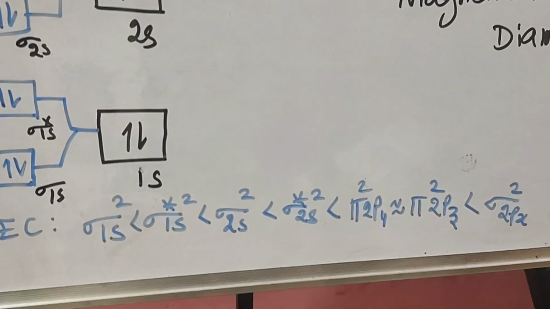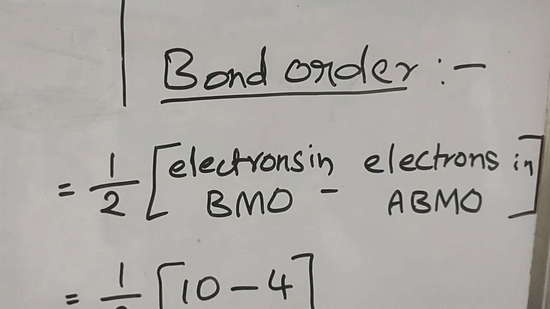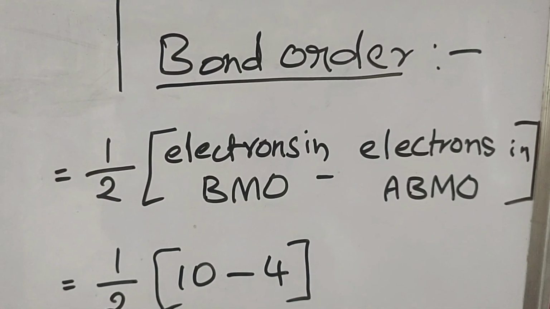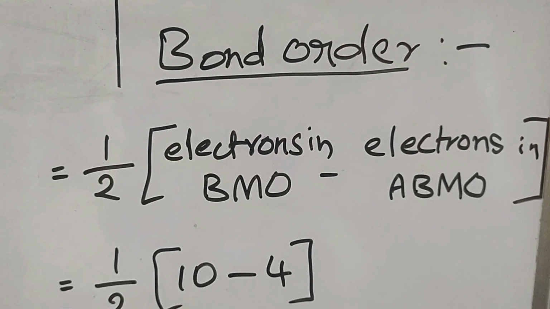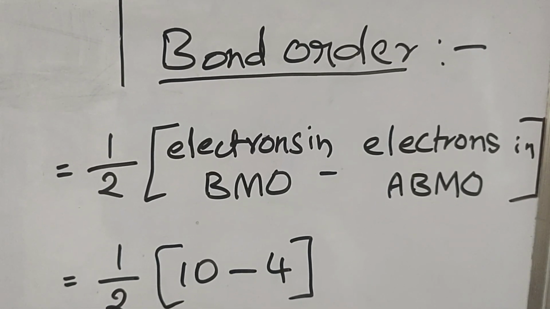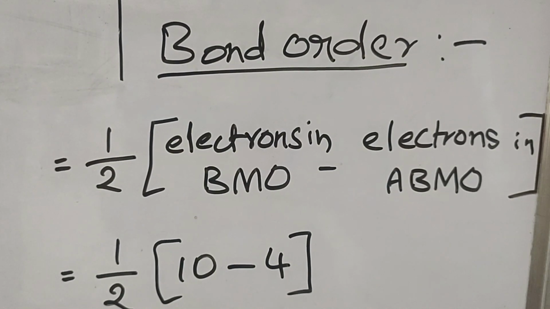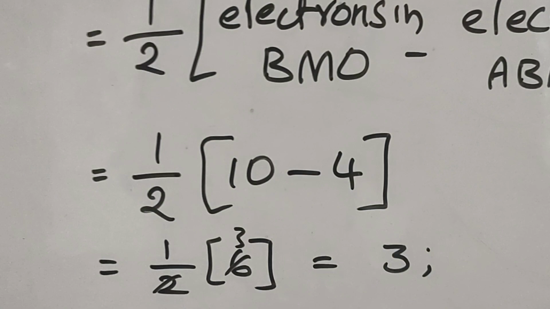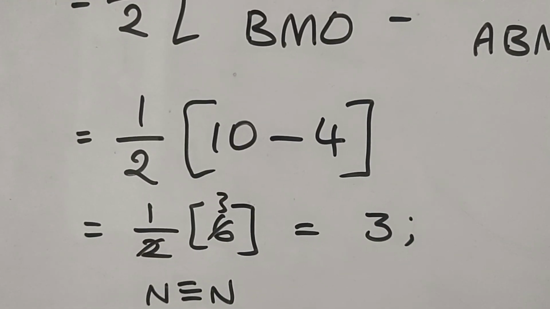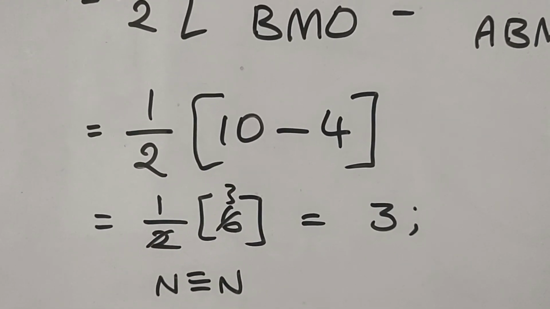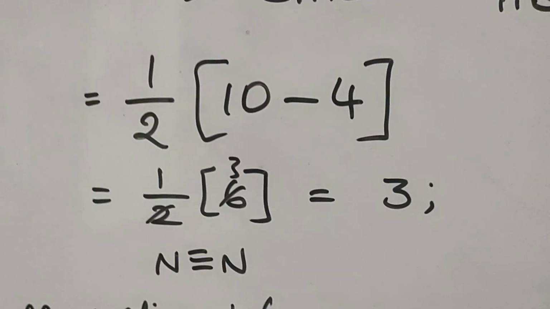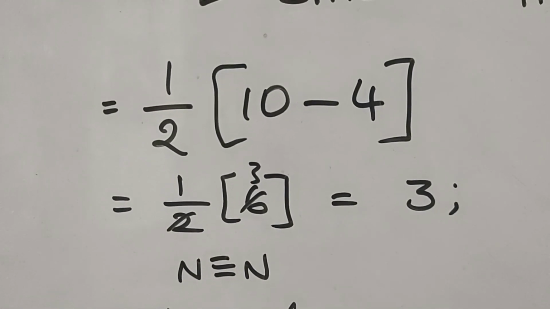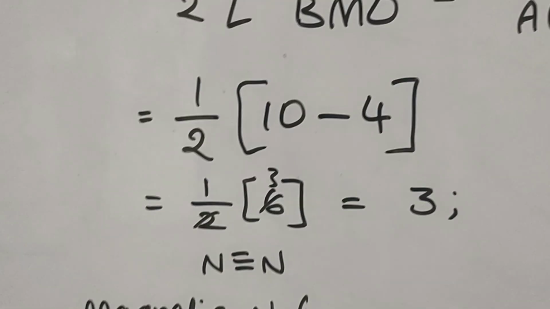After the electronic configuration, we should calculate its bond order. To calculate bond order, there is a formula, that is 1 by 2 times electrons in bonding molecular orbitals minus electrons in anti-bonding molecular orbitals. Here in nitrogen, we have 10 electrons in the bonding molecular orbitals and 4 electrons in the anti-bonding molecular orbitals. So finally we got 3 as the bond order for the nitrogen molecule.